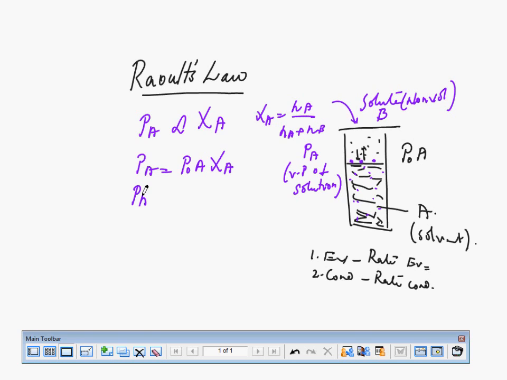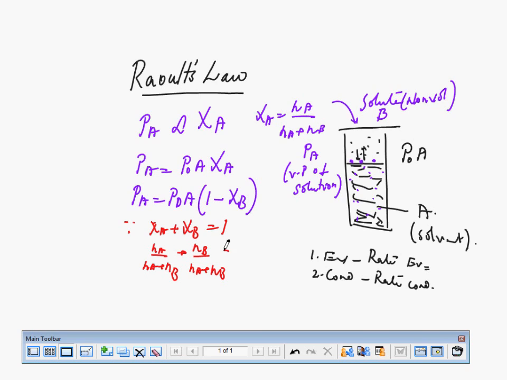Therefore, P of A is equal to P0A into (1 minus XB). Why is XA equal to 1 minus XB? Reason is XA plus XB is equal to 1. Sum of the mole fractions in any solution is equal to 1. XA is Na divided by Na plus Nb, and XB is equal to Nb divided by Na plus Nb. You can see this is equal to 1. That is why XA is taken as 1 minus XB.